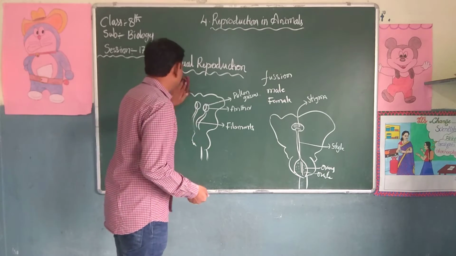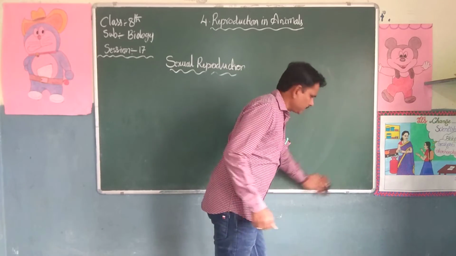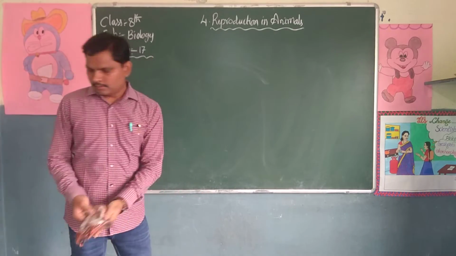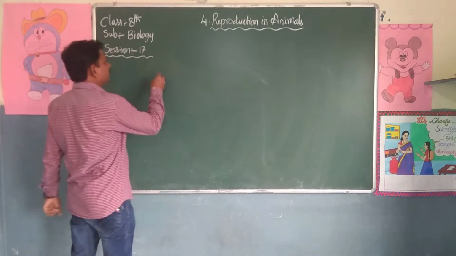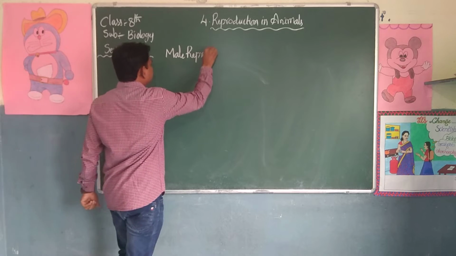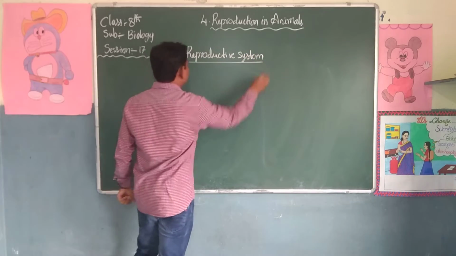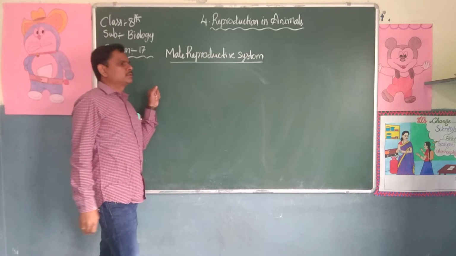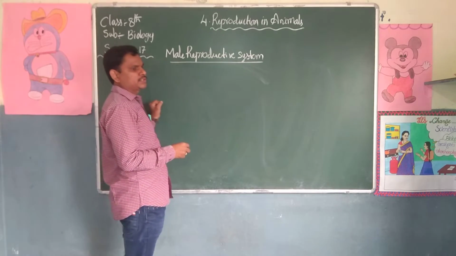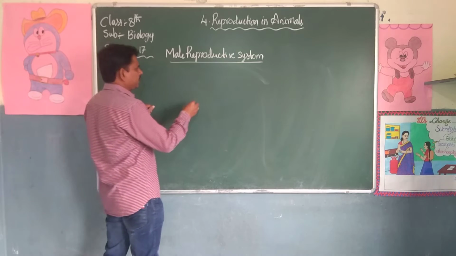Next, we'll discuss sexual reproduction in animals: the male reproductive system and the female reproductive system. In the male reproductive system, there is a pair of testes. These testes are connected to the seminal ducts, and the epididymis.